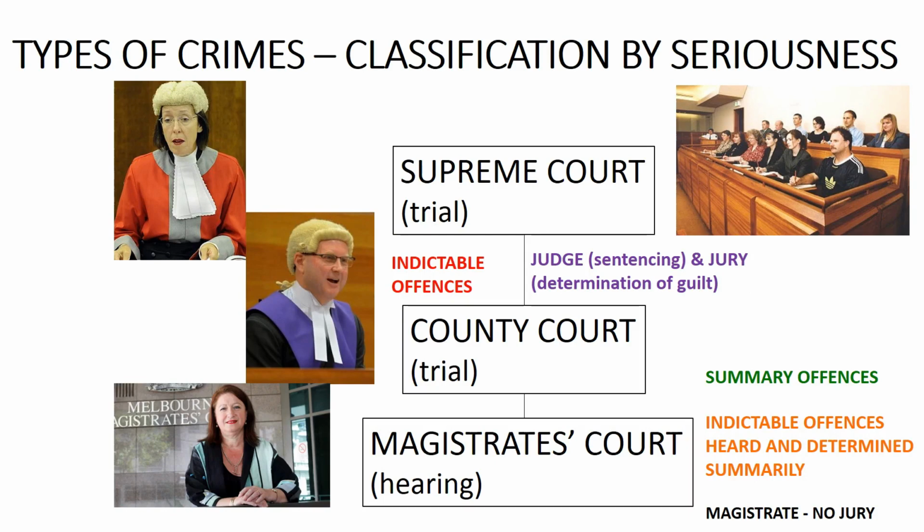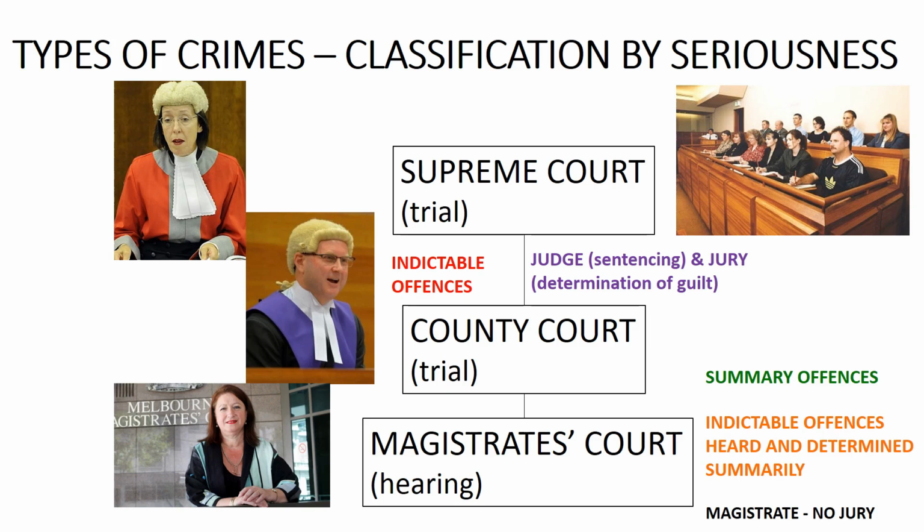This slide sets out the hierarchy of courts in Victoria and the types of criminal offences that they can deal with. As we've seen, the Magistrates' Court deals with summary offences, whereas the Supreme Court and the County Court deal with indictable offences. However, only the Supreme Court can deal with murder cases. In the Magistrates' Court, there is no jury, and it is for the magistrate to determine whether or not the accused is guilty of the summary offence. If the magistrate decides that the accused is guilty of the summary offence, then the magistrate must go on to decide what punishment to impose on the accused.